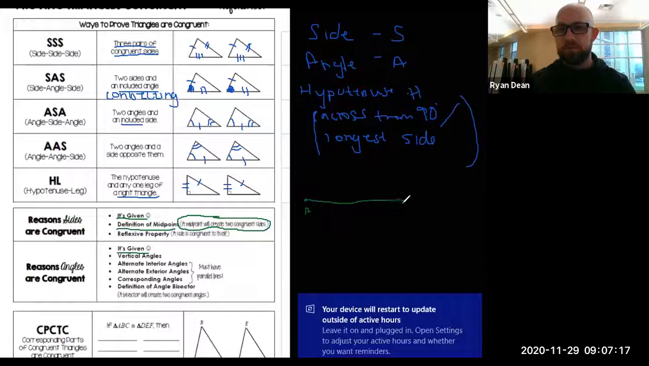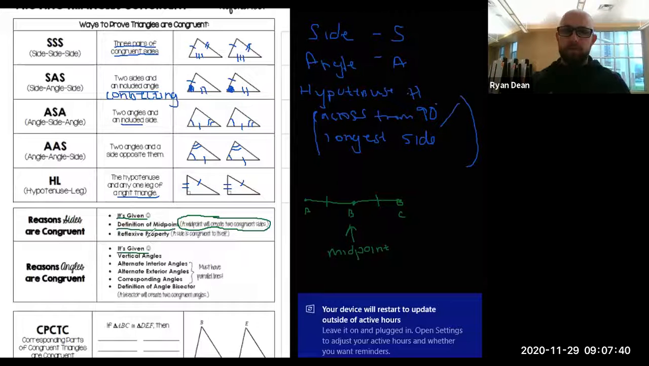Just got to pretend that this is straight. It's hard to do it with this mouse. Okay, so point B, this would be our midpoint, just like this. So point B would be the midpoint, and you'd have a congruent side here and here.